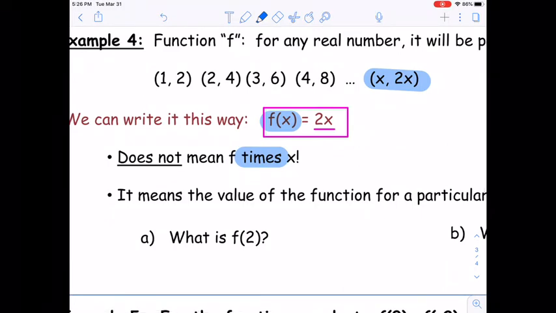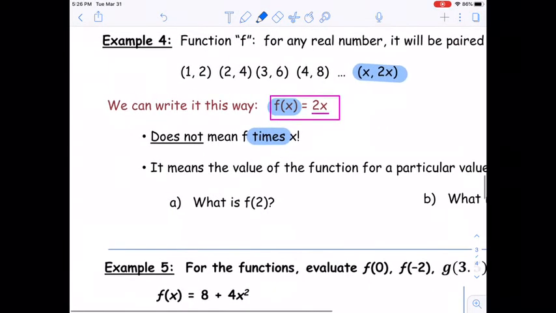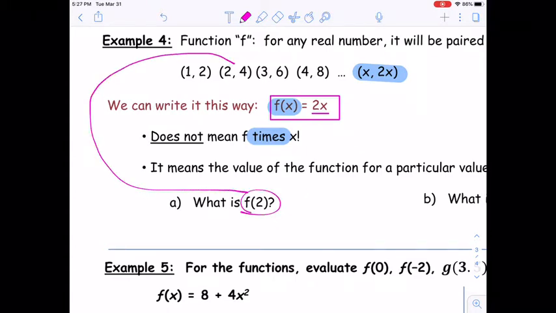So let's look at these examples. What is f of 2? Well, I know that this means what am I going to get out if I put in a 2? It told me right up here. If I put in a 2, I'm going to get out a 4. So f of 2 equals 4.